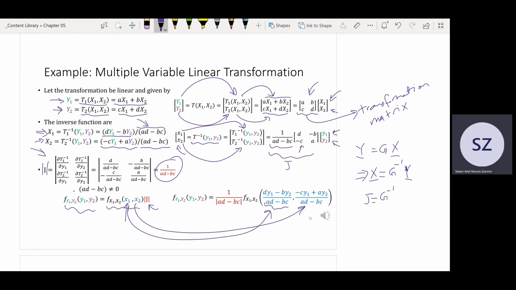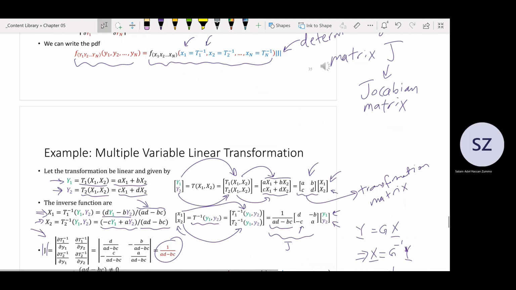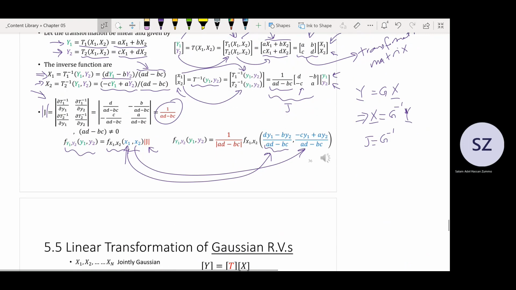It is the same thing, guys, the same thing. Yes, please. Why was it not the absolute value of ad minus bc, the determinant? Yeah, because it's a determinant. The formula was the absolute value of the determinant. So you need to take the absolute value. Okay.